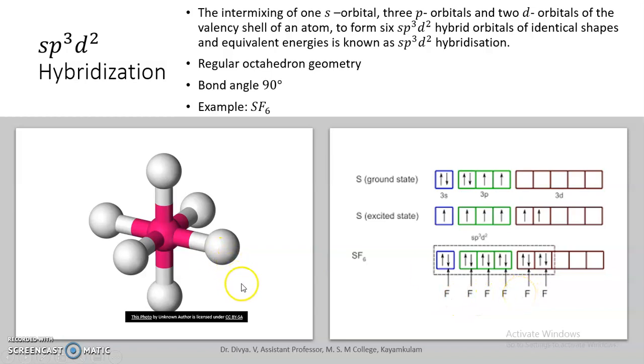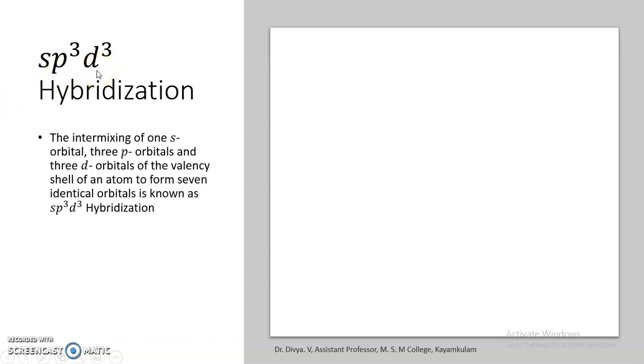This is the structure of SF6. The pink ball represents sulfur, and the white balls represent fluorine. Now let's see the fourth type of hybridization, that is sp3d3 hybridization. Here intermixing of one s orbital, 3 p orbitals and 3 d orbitals of the valence shell of the atom forms 7 identical orbitals, and the process is known as sp3d3 hybridization.